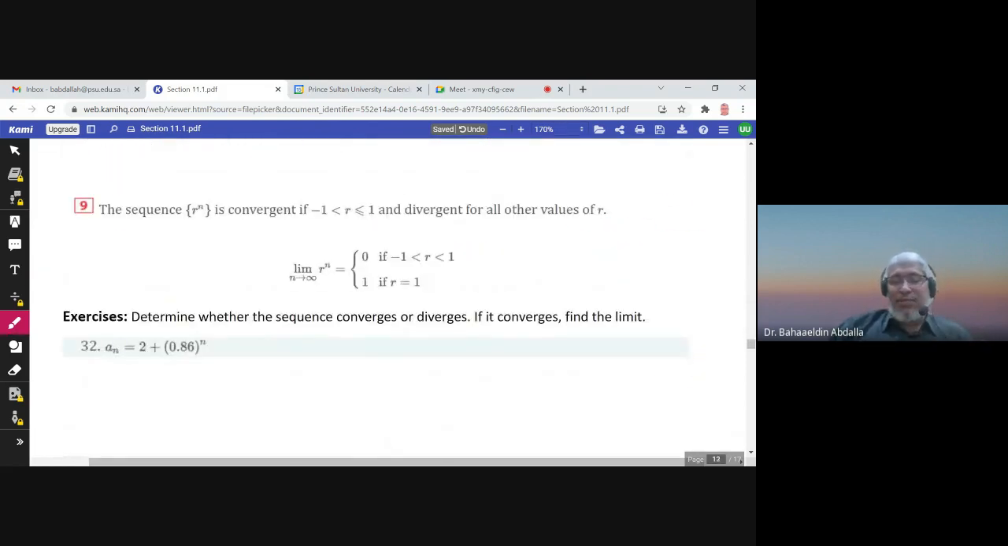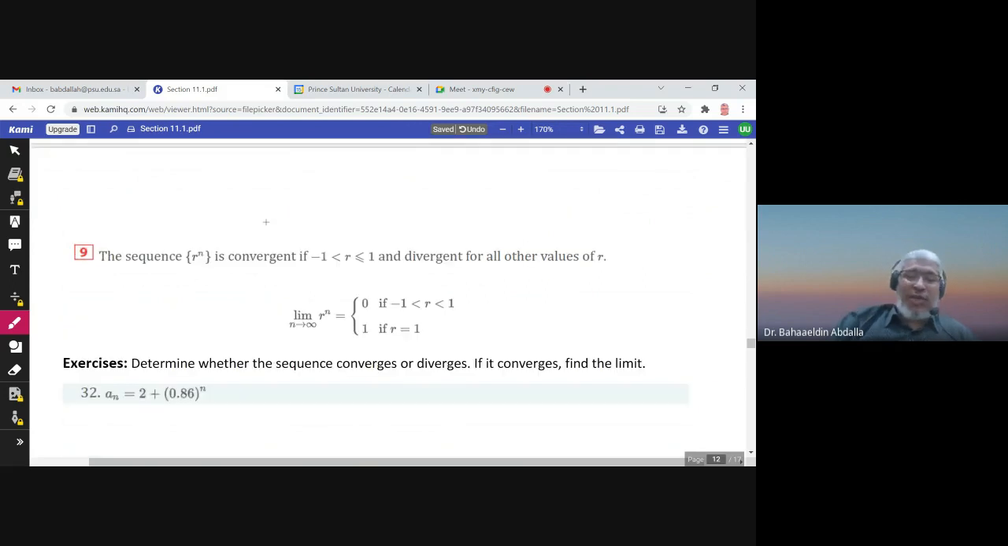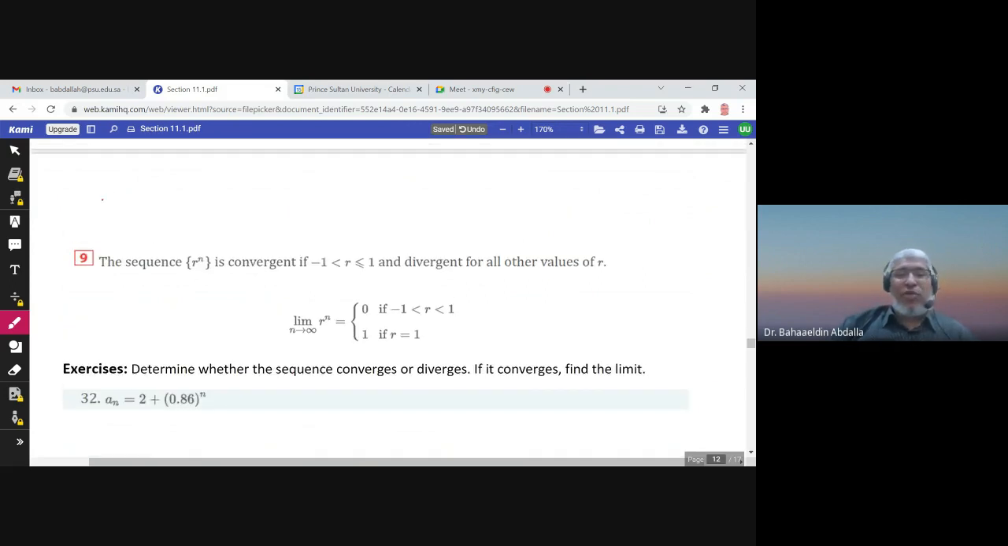The last theorem or fact, the sequence r^n. R is a number and n is the variable. For example, 2 to the power n, okay? Negative 3 to the power n, this sequence. Half to the power n. Negative 1 over 4 to the power n. All of these sequences are in the form r to the power n.